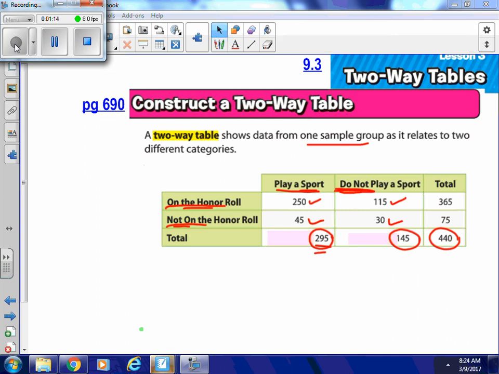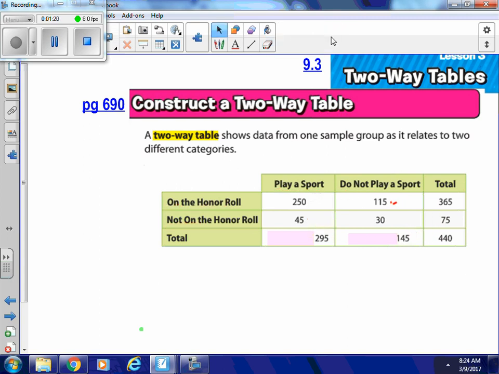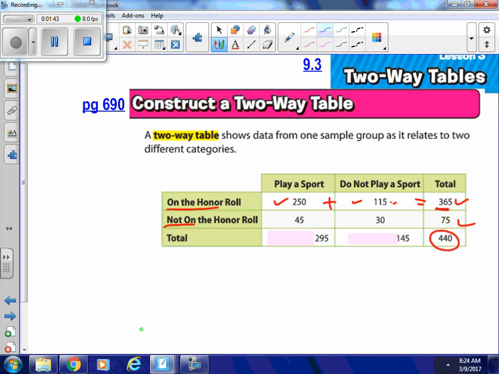We can also look at this data as it relates to being on the honor roll. So of my 440 students in total, 365 are on the honor roll and 75 are not. Now let's look at my 365 that are on the honor roll. 250 play a sport and 115 don't play a sport, and these numbers will add up to 365. Now let's talk about my kids who are not on the honor roll. 45 play a sport and 30 don't play a sport, and in total they add up to 75.